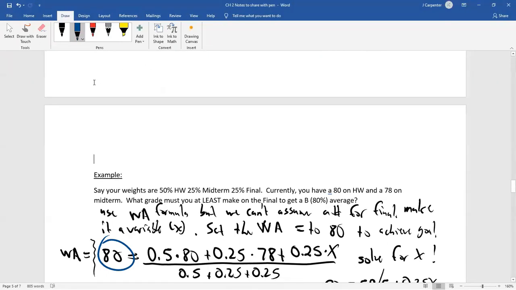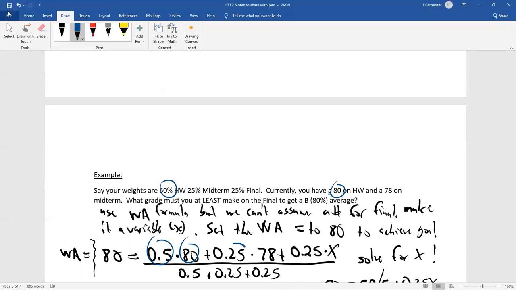Obviously, we want an 80 or higher, but an 80 is the minimum, so that's the standard we set to it. If we wanted an A, we would instead set this to a 90. If we wanted a C, we would set this to a 70. We would not set it equal to a 60 or anything less because we don't want D's or F's, right? Right. So what's going on? This 0.5 was the 50% for the homework. And then the 80 was the 80 we already had on it.